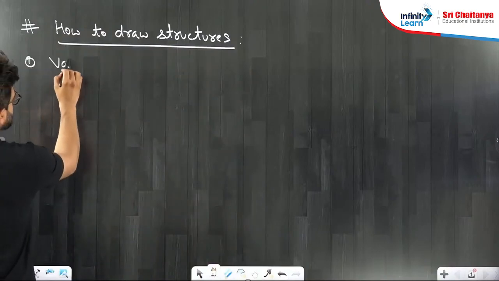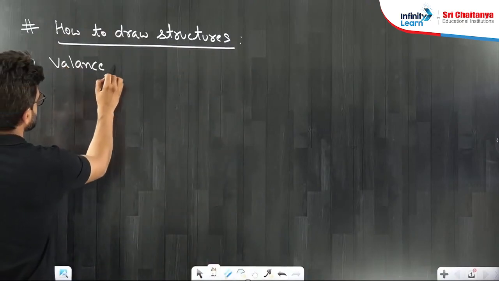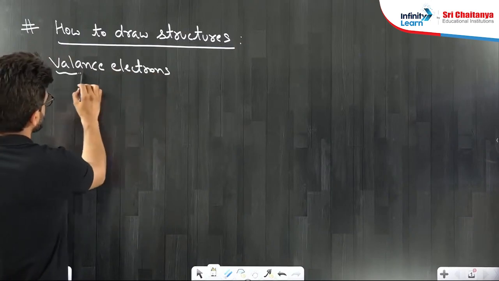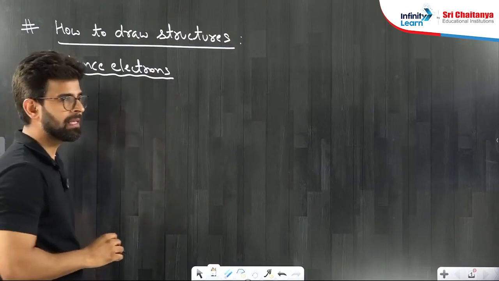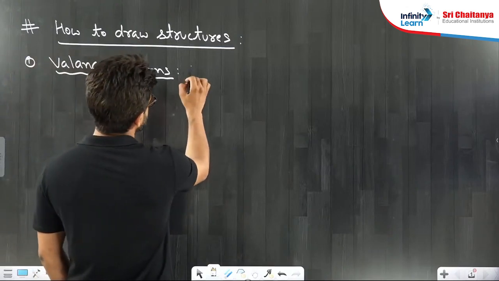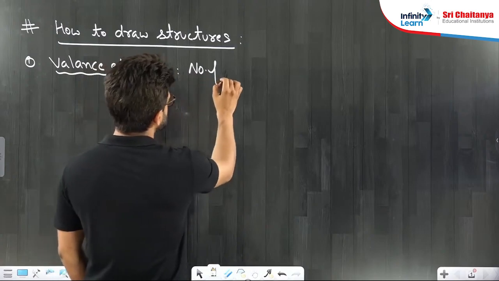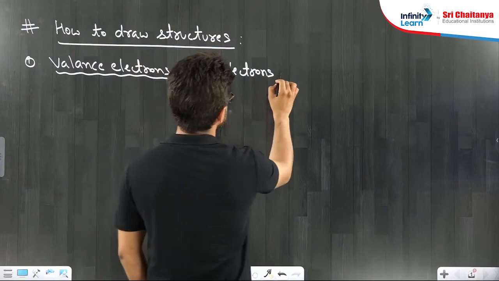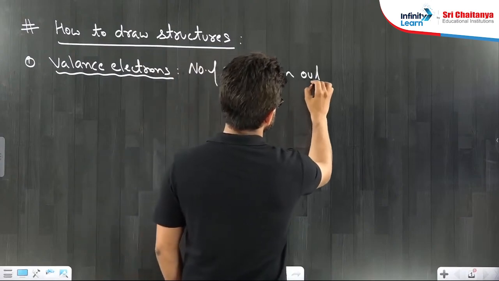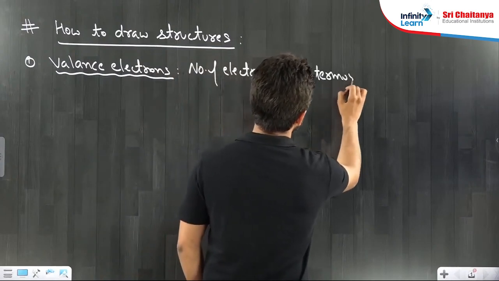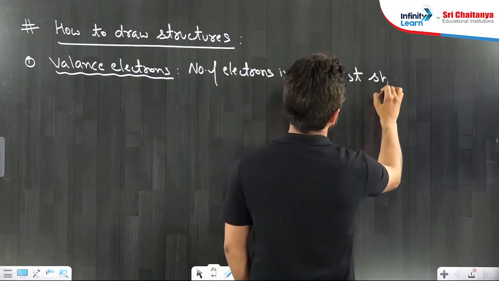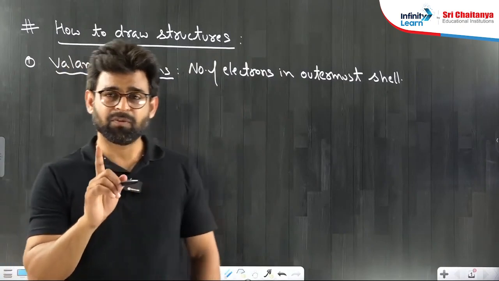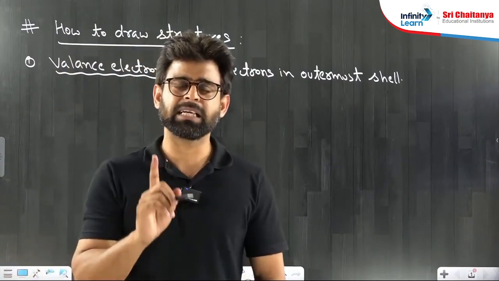what is the meaning of valence electrons. Valence electrons is the number of electrons in the outermost shell. This information we should have. Like, in the first group elements, the alkali metals, valence electrons are 1.